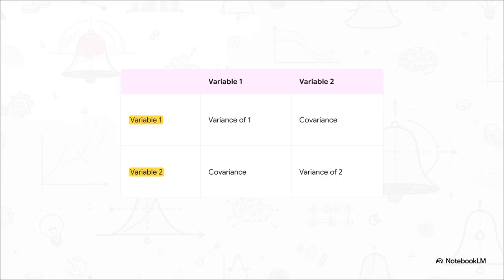Let's just look at a simple 2x2 example. The numbers on the diagonal, those are the individual variances we've already talked about.